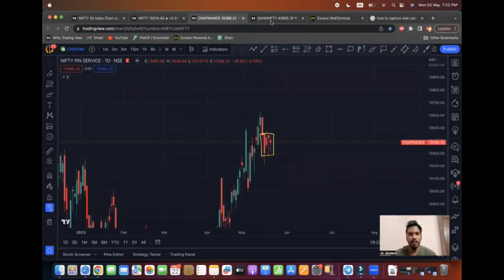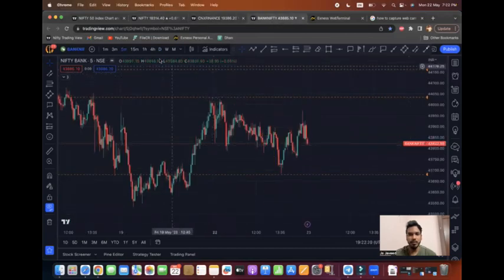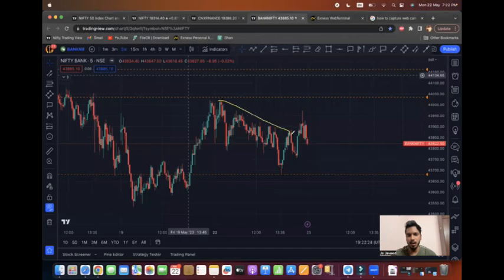Let's see Bank Nifty and Nifty as well. This is Bank Nifty on the 15 minutes time frame. Similarly, over here we can see a small trend line breakout in this zone, and a retest is also happening to this trend line as well.